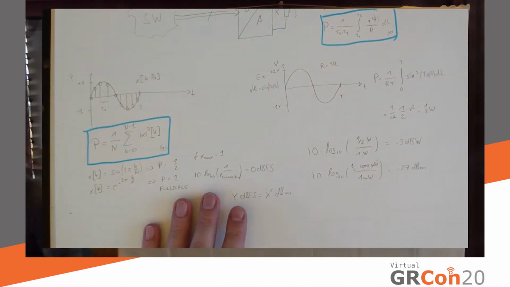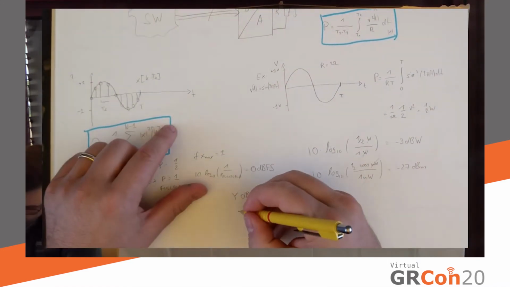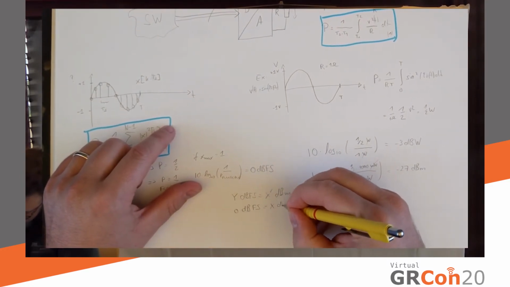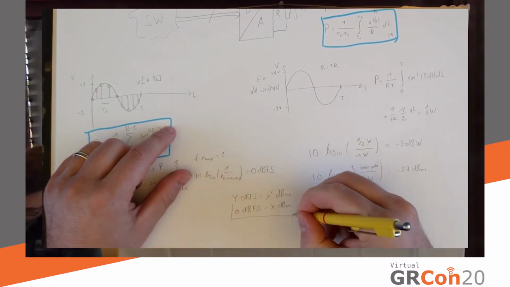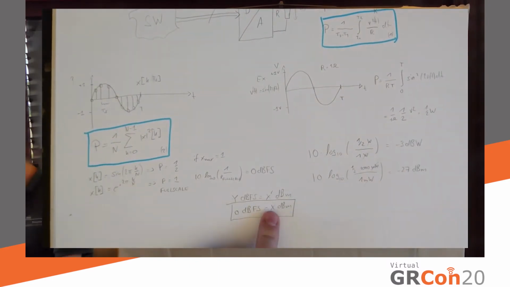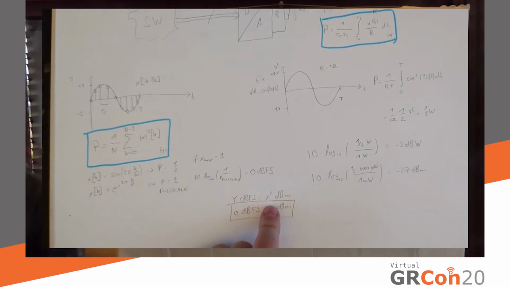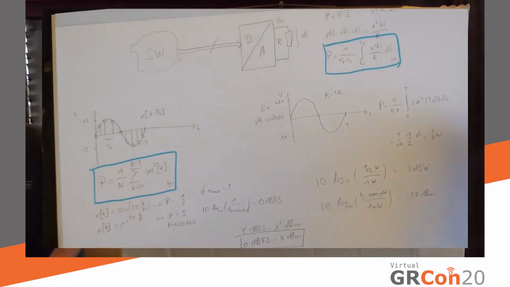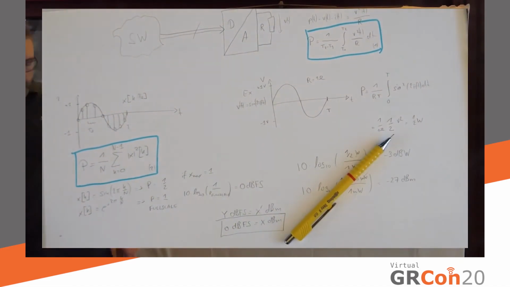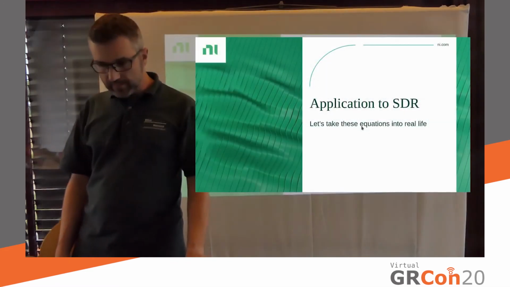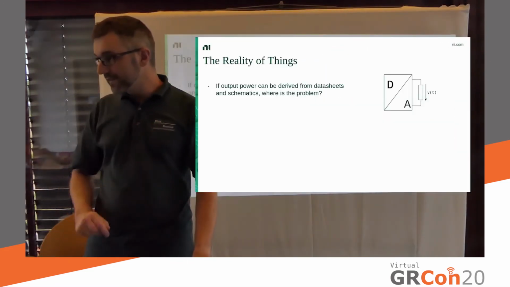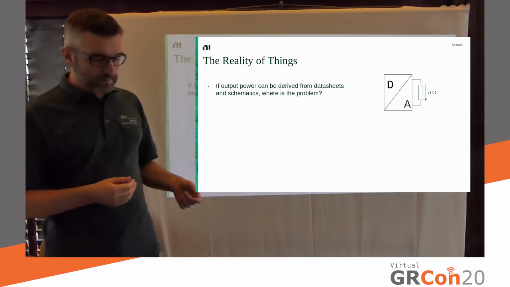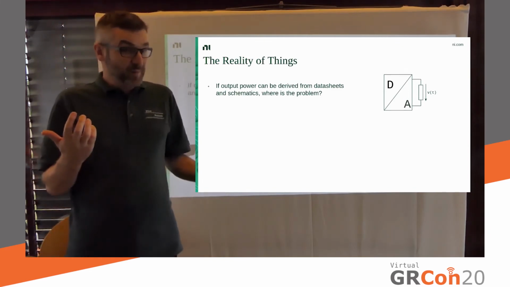So going back to my pad here, if I can figure out what 0 dBFS is in dBm, I'm basically done. This is the number I need to solve for x, and then I'm able to translate analog and digital powers. Okay. Let's go back to the slides and see how this looks in real life. Because what I just said explains everything on a theoretical level. So what's the problem? Are we done?